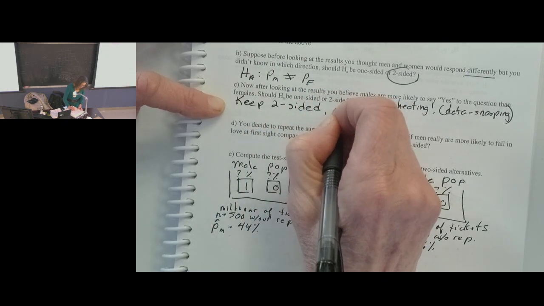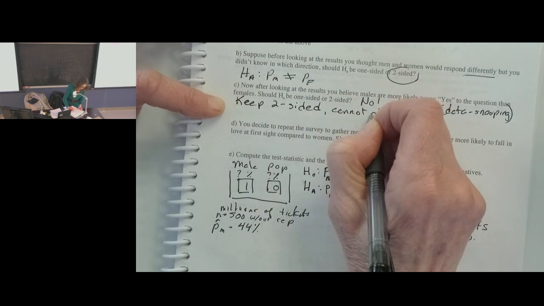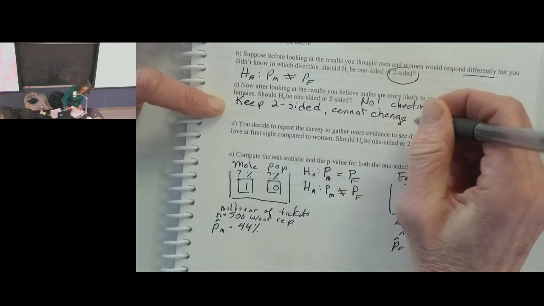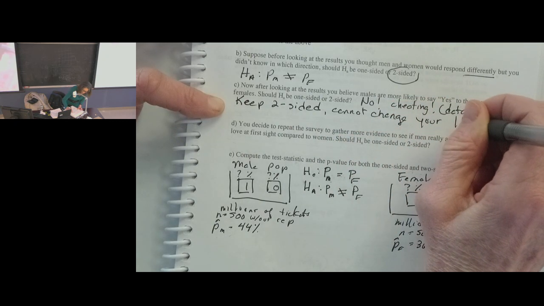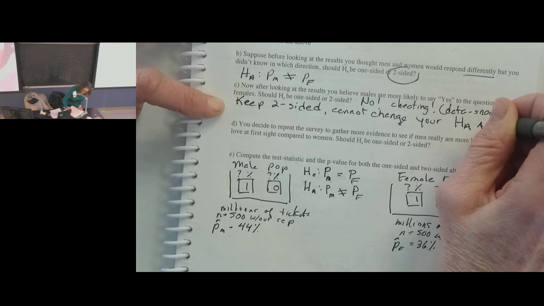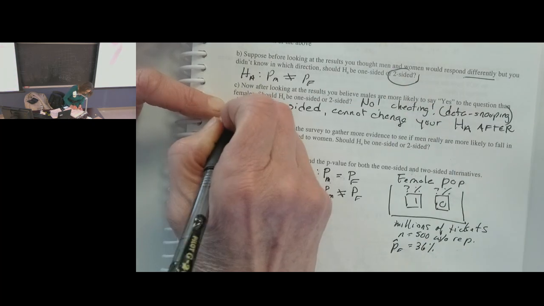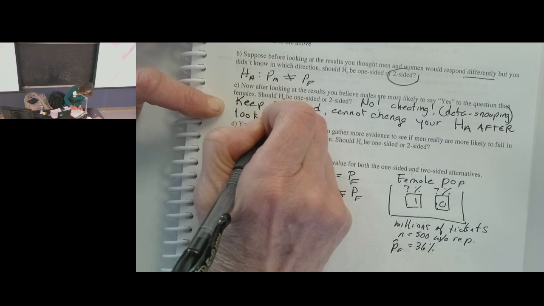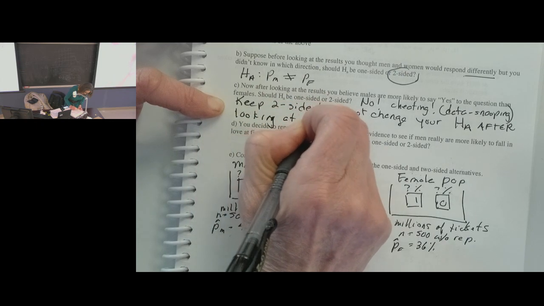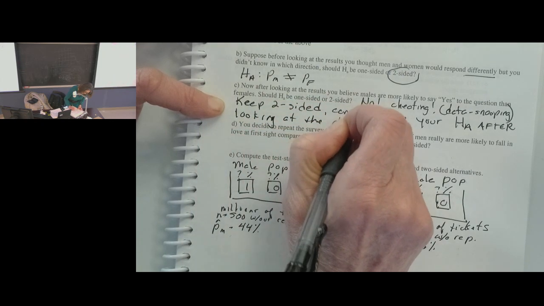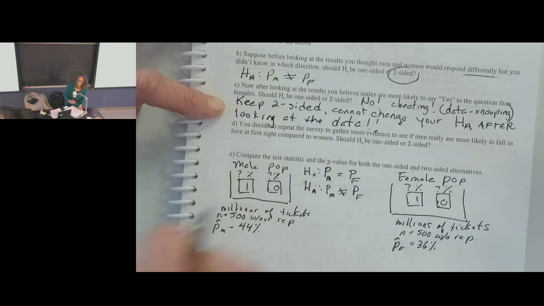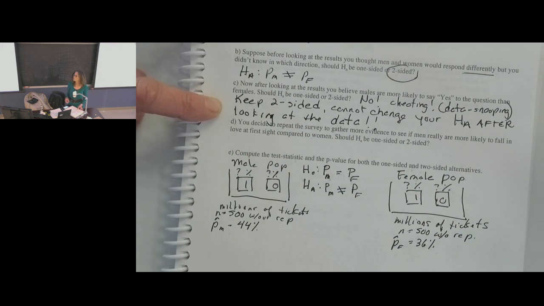Two-sided. You cannot change your alternative after looking at the data. So don't ever do that, okay?